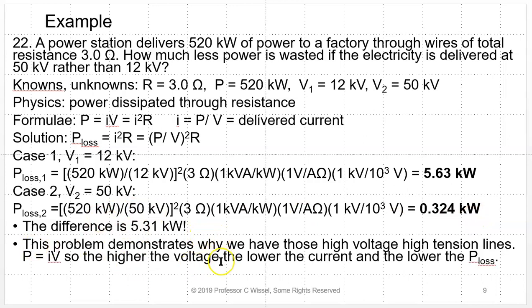This problem demonstrates why we have those high voltage, high tension lines for long distance power transmission. The power is the current times the voltage, so the higher the voltage, the lower the current. And since the power loss is I squared R, you want to keep that current as low as possible.